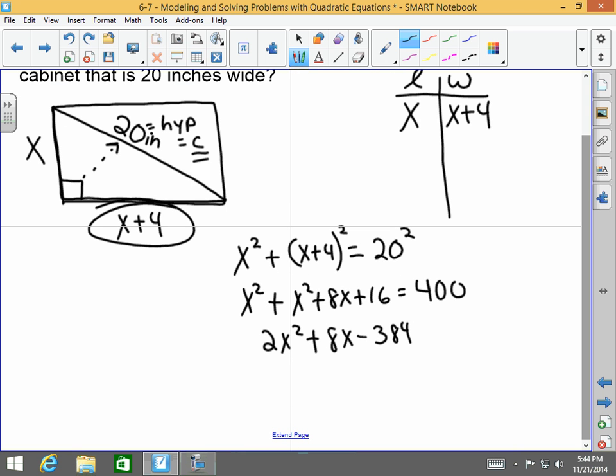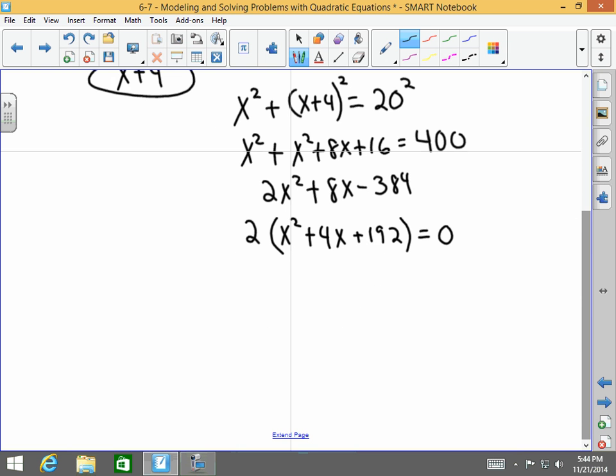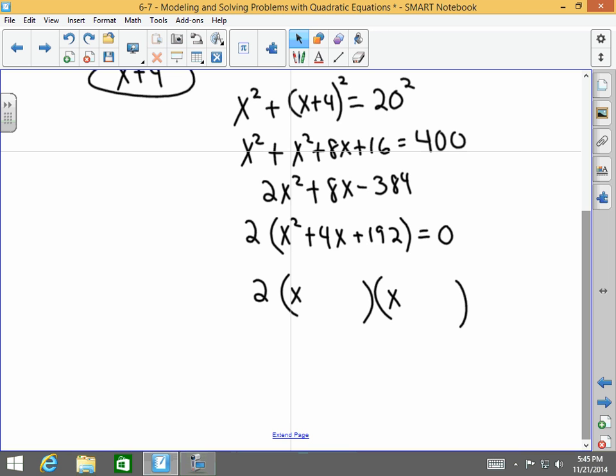Let's go ahead and factor out a GCF of 2, giving me x squared plus 4x, and 384 divided by 2 equals 192. Okay, that's equal to 0. So let's factor this bad boy. We've got 2 times my setup of x and x. And let's see, what times what is 192, but when added together is 4? Figure it out.